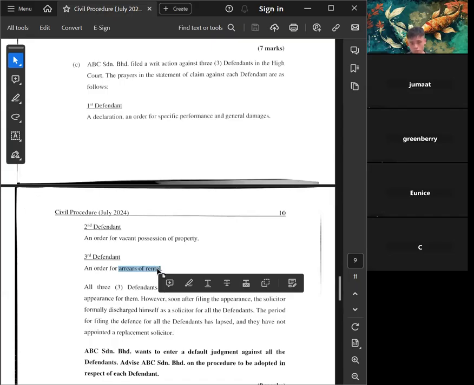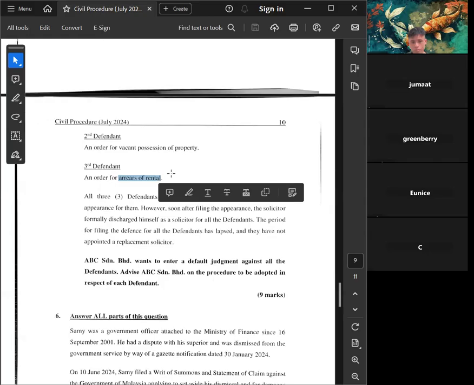Is everyone okay on this? The problem is on the first defendant, because I think this was on last year. I think they have asked a similar question on whether the default judgment can be entered against the defendant who is claiming these three items. Is everyone okay?